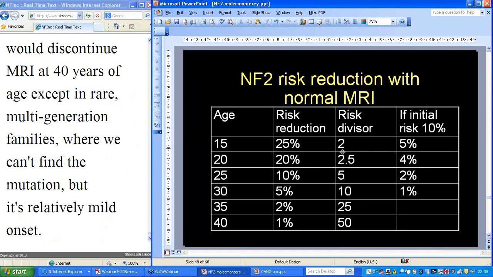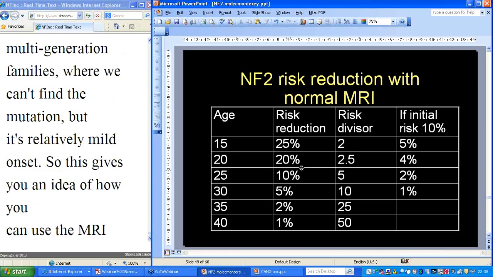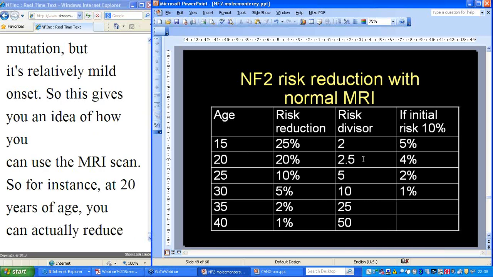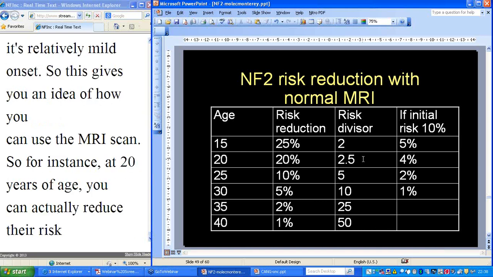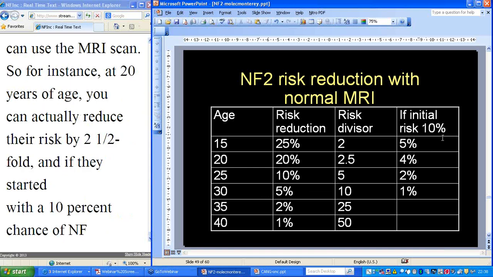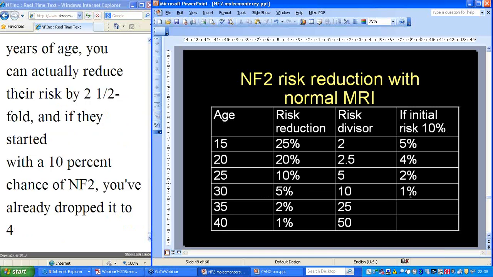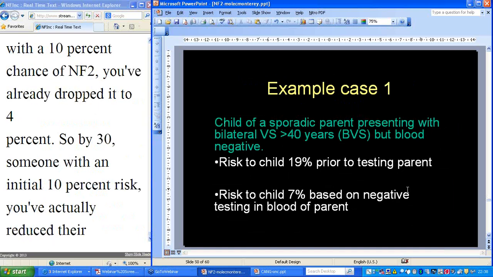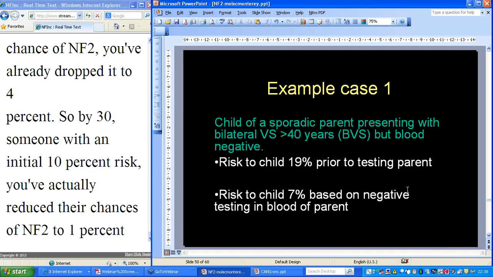And so this gives you an idea of how you can use the MRI scan. So for instance, at 20 years of age, you can actually reduce their risk by 2.5-fold. And if they started with a 10% chance of NF2, you've already dropped it to 4%. So by 30, someone with an initial 10% risk, you've actually reduced their chances of NF2 to 1% with a normal MRI scan. So I'll give you some examples of this.